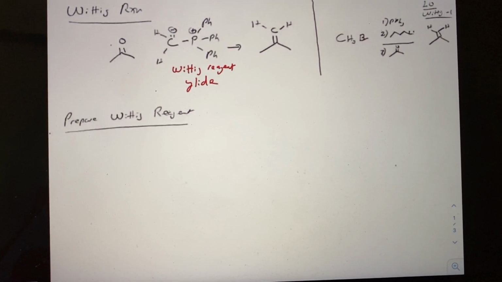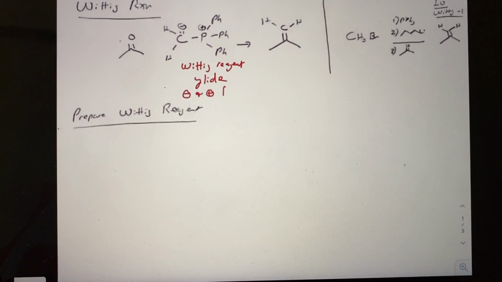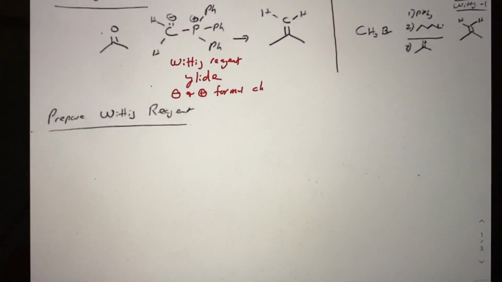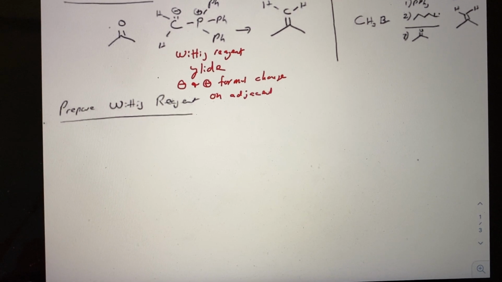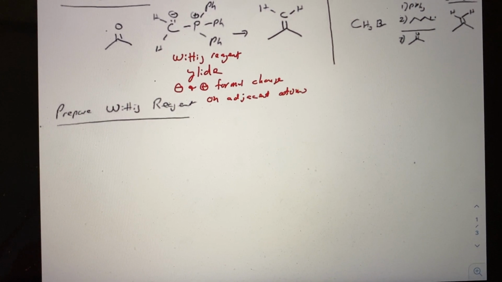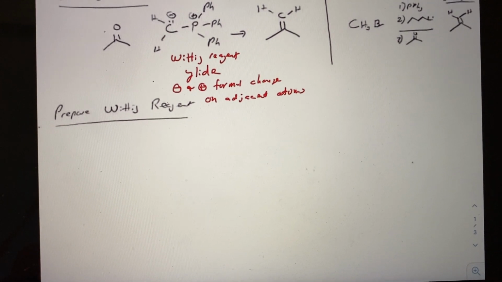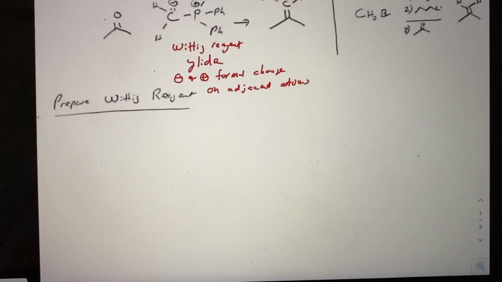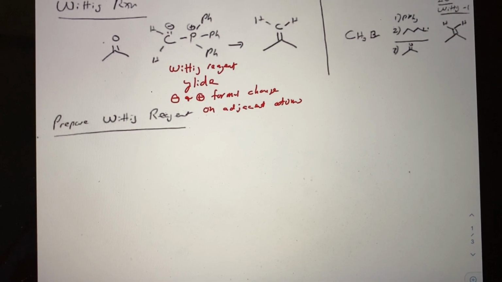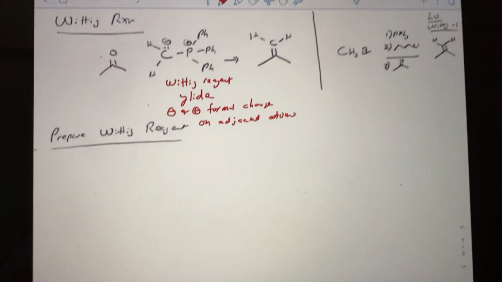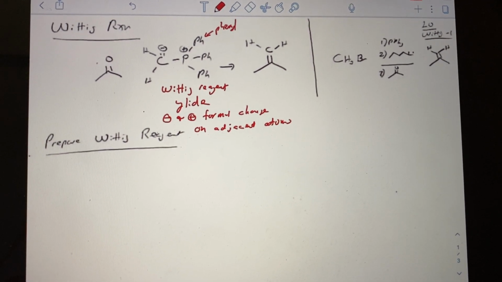This ylide is a species that has a negative and a positive formal charge on adjacent atoms. When we look at this species on the top, the carbon here has a negative formal charge, and the phosphorus has a positive formal charge. So this is an example of an ylide. Nine times out of ten it'll be phosphorus, but we'll see one example where it can also be sulfur. We'll come to this again as well. Ph stands for phenyl here.